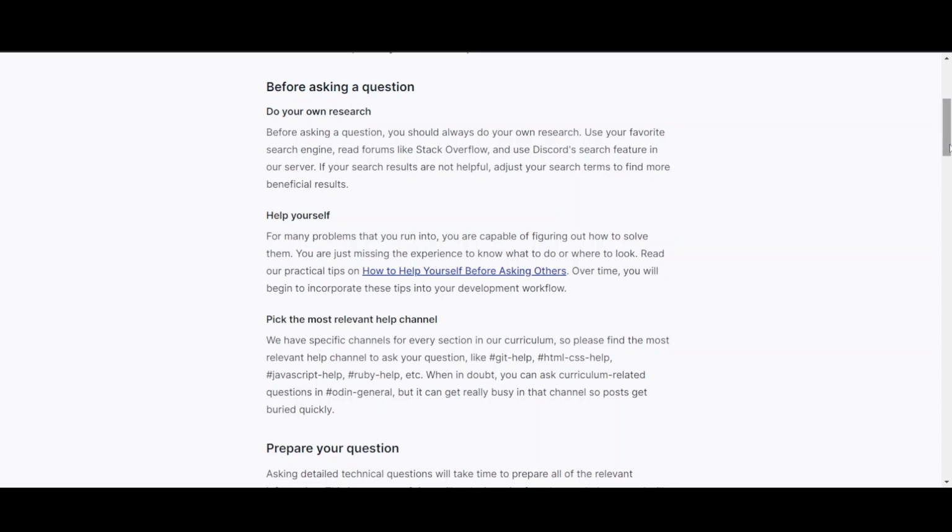Pick the most relevant help channel. We have specific channels for every section in our curriculum, so please find the most relevant help channel to ask your question, like #GitHelp, #HTML CSS help, #JavaScript help, #Ruby help, etc. When in doubt, you can ask curriculum-related questions in #Odin General, but it can get really busy in that channel, so posts get buried quickly.